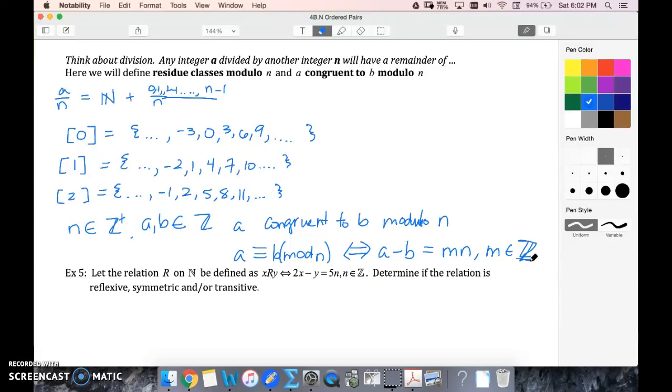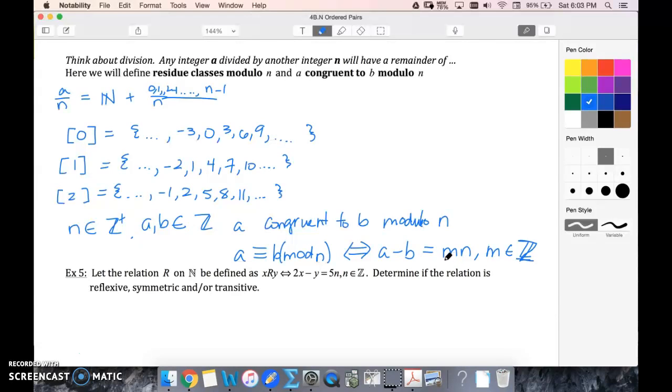All right, so what we're saying is that A and B are going to have the same remainder when they're divided by n. So think about that. They're going to have the same remainder if they're divided by n. They're going to be in the same class together. What we just said here is they're always separated by a multiple of n. The difference between them is some multiple of n.